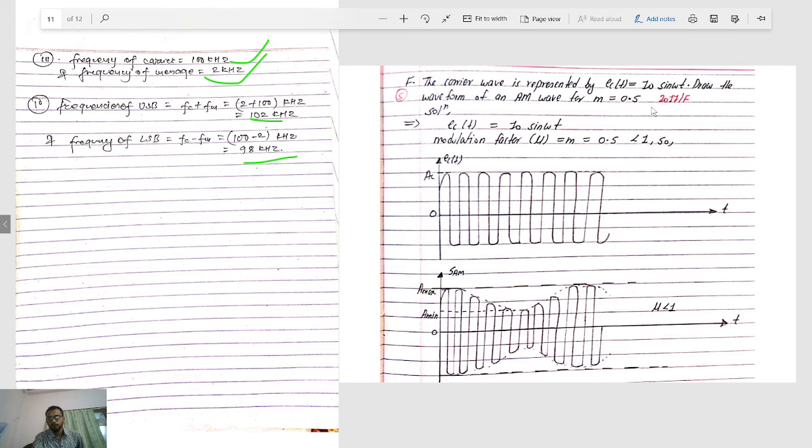And again, this question was asked in 2017 fall. The carrier wave is represented by ec(t) equal to 10 sin omega t, and draw the waveform of the AM wave for modulation factor equal to 0.5. So we have the carrier wave ec(t) equal to 10 sin omega t, and the modulation factor mu is 0.5, which is less than 1. So for mu less than 1, we can draw these signals in this way, as it is an under modulated wave.